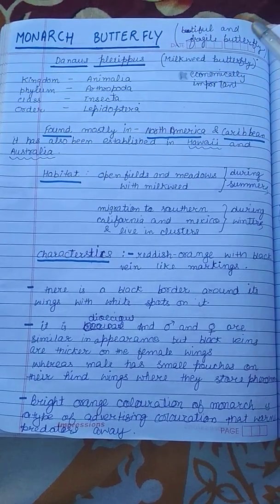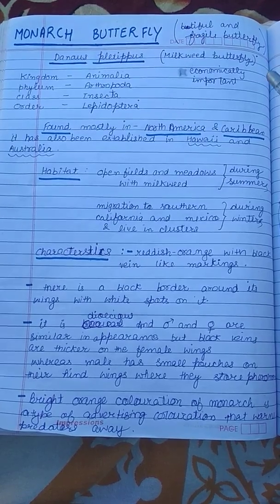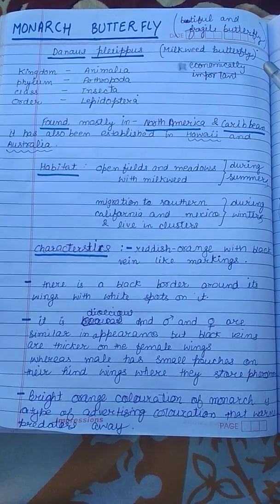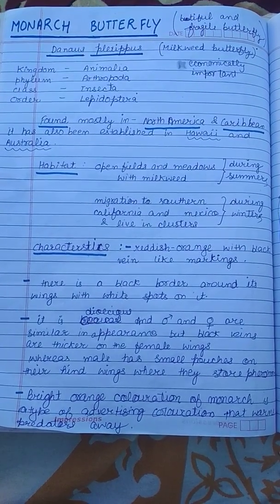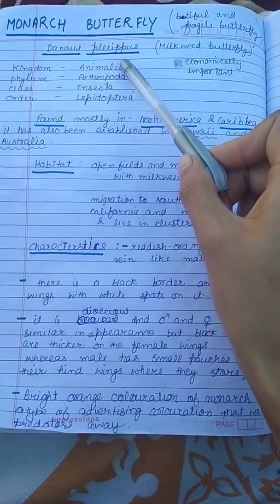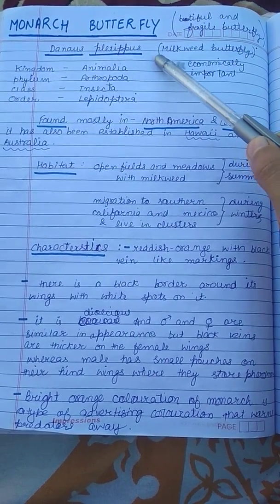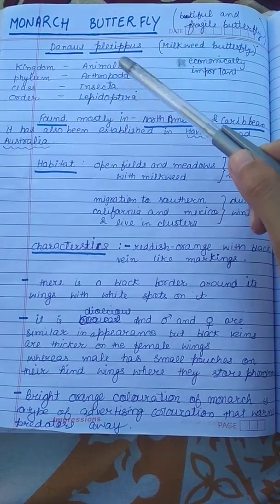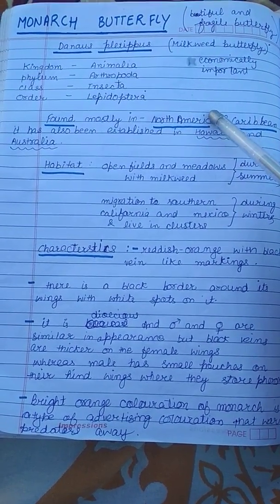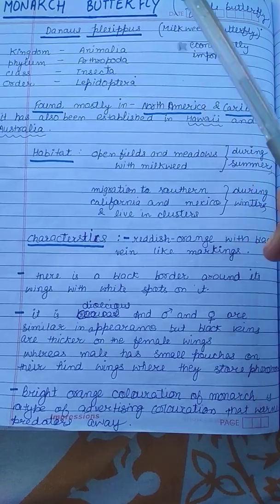Milkweed plants are herbaceous and perennial American flowering plants which are named for their latex. Latex is a milky substance that contains poisonous compounds. The kingdom of monarch butterfly is Animalia, phylum Arthropoda, class Insecta and the order Lepidoptera. All the butterflies and the moths come under order Lepidoptera.